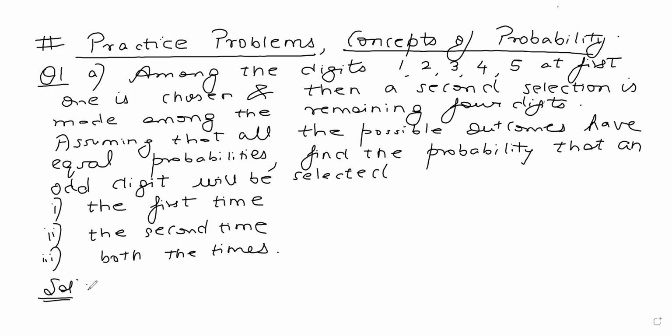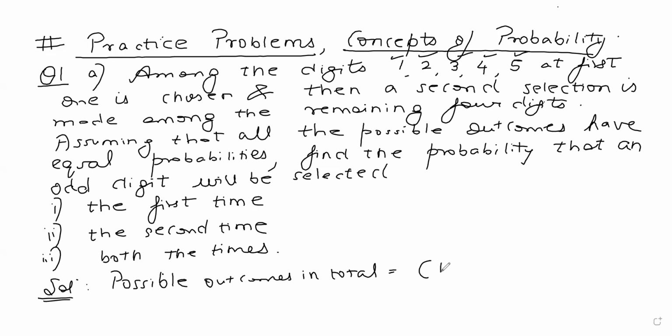Okay, we are given that there are 5 digits, 1, 2, 3, 4, 5. We select one digit and then we select another digit among the remaining 4. That means there is no replacement happening. What are the total number of outcomes? So I can write total possible outcomes. What are the possible outcomes?